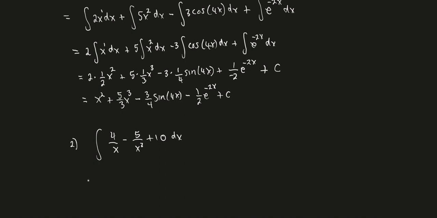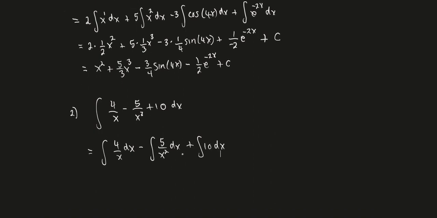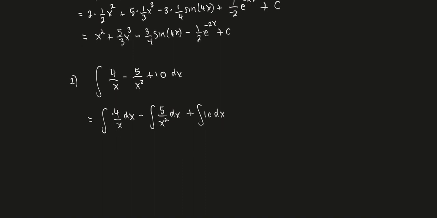So let's split this up into three separate antiderivatives. So like that, and that, and that. All right. Okay, so do we have constants? Yep, we have constants that we can factor out. I can factor out the 4 out of the first antiderivative. So 4, and then that leaves me with 1 over x dx. Factor out the 5, so I have a minus 5 outside, and then I have 1 over x squared dx.